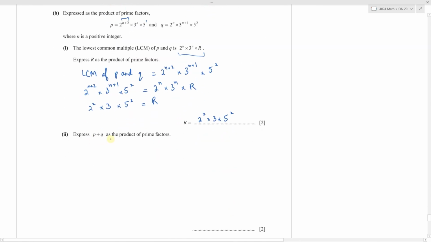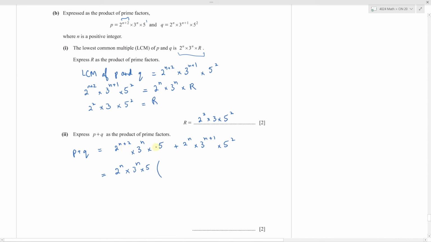The next part is express P plus Q as the product of prime factors. So P plus Q will equal 2 power n plus 2 multiplied by 3 power n multiplied by 5, and then plus Q, which will be 2 power n multiplied by 3 power n plus 1 multiplied by 5 square. Now we can take the common factors between the two values. I have here 2 power n plus 2 and here 2 power n, so I will have 2 power n as common. I have 3 power n as common, and here I have 5 and 5 squared, so I have a common value of 5 power 1.